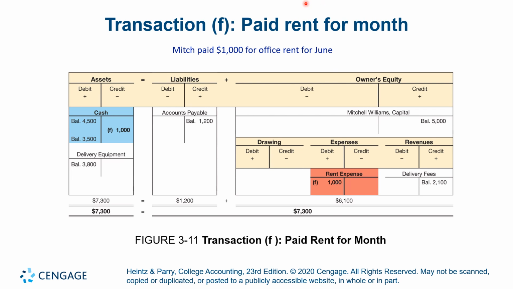In transaction F, Mitch pays $1,000 for office rent for June. So first and foremost, I know I pay cash. So I'm going to see a decrease in my cash over here on the right side. My new balance is $3,500. And then office rent is an expense. So I'm going to go under my owner's equity, my expenses, and there's a new T chart for rent expense. And it's going to increase over here on the debit or the left side by $1,000.